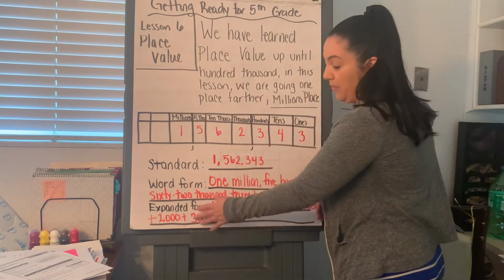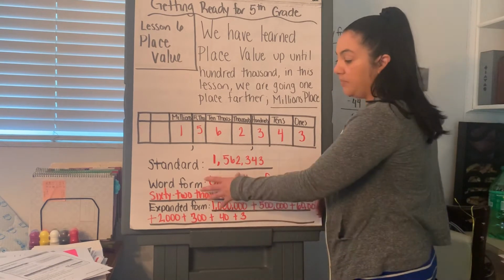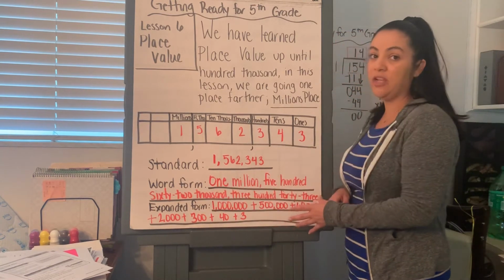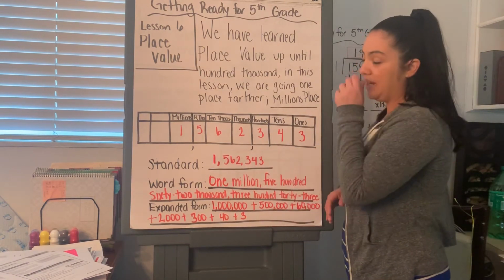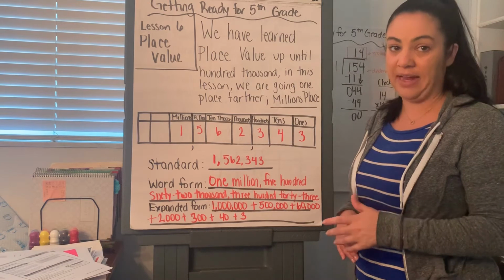In this lesson, what we're doing is using place value to give me the value of the numbers so that we can do expanded form, learn how to do the word form, which also helps us read the numbers, and identify the standard form, which is its regular numeric value.